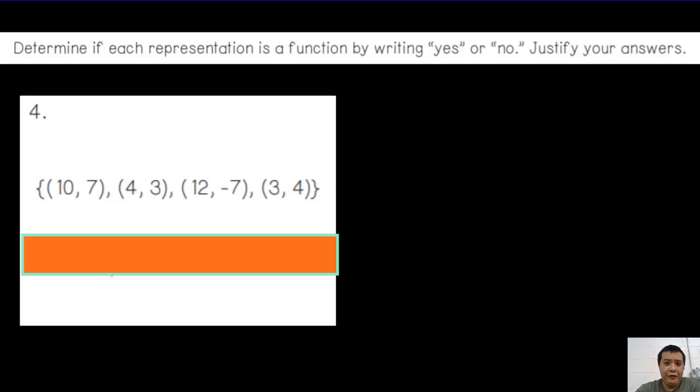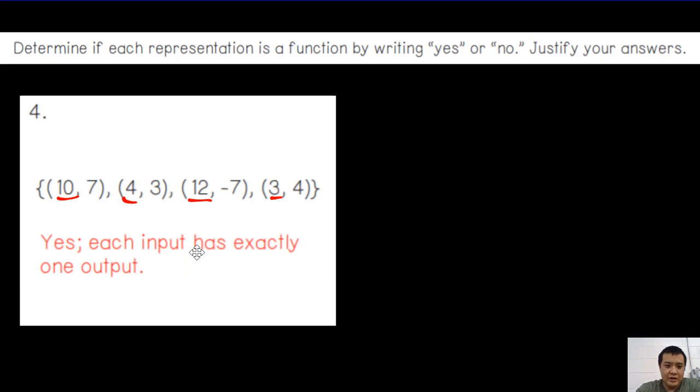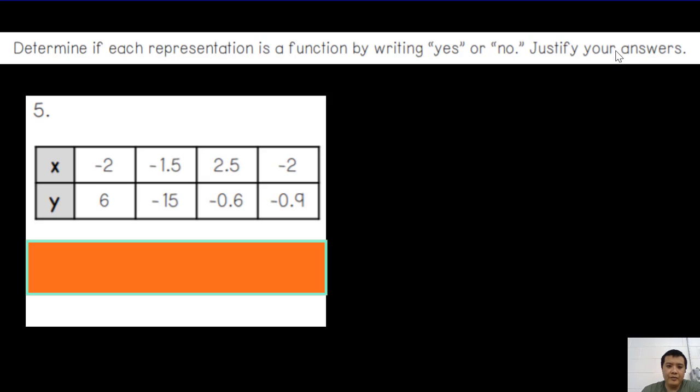Here we have four different points: 10, 7; 4, 3; 12, negative 7; and 3, 4. These are all the points inside a relation, and we are asked to determine if this is a function. We have x's of 10, 4, 12, and 3. Since 10 only has 7, 4 only has 3, 12 only has negative 7, and 3 only has 4, this is going to be a function, because each input has exactly one output.